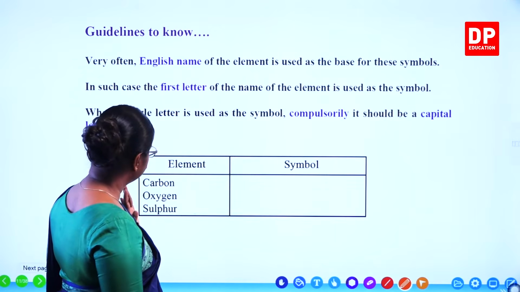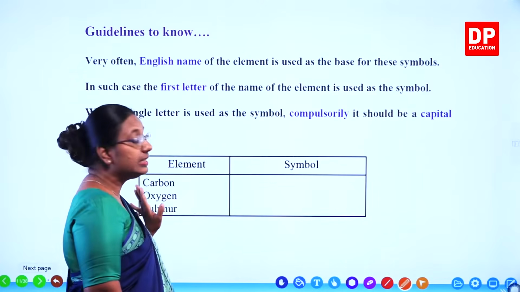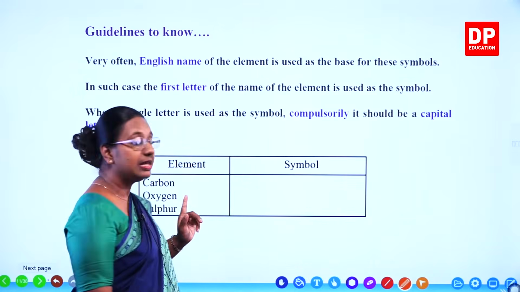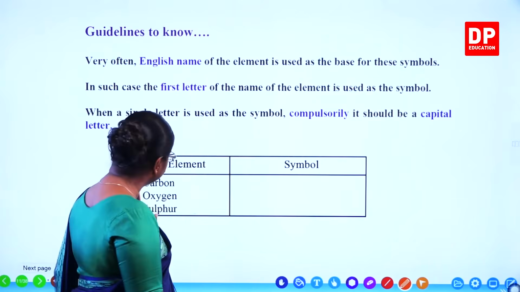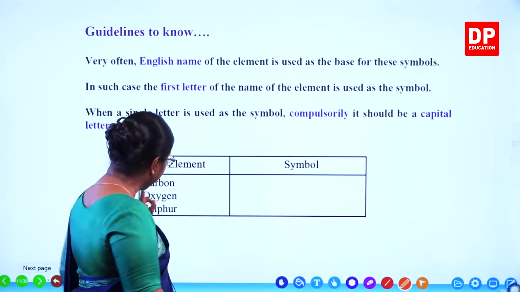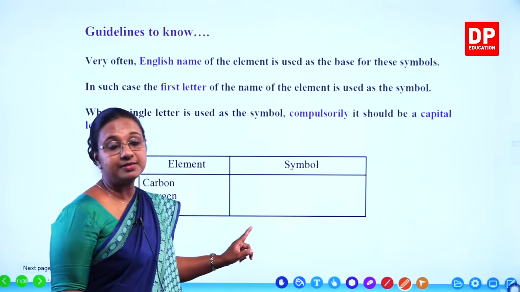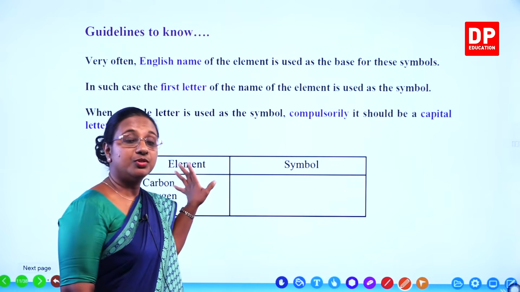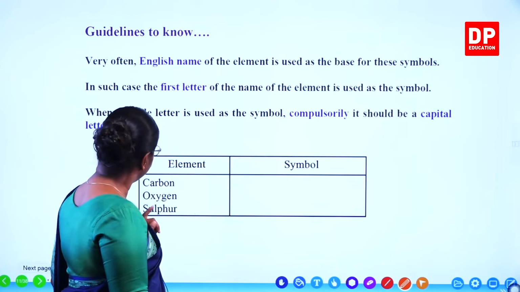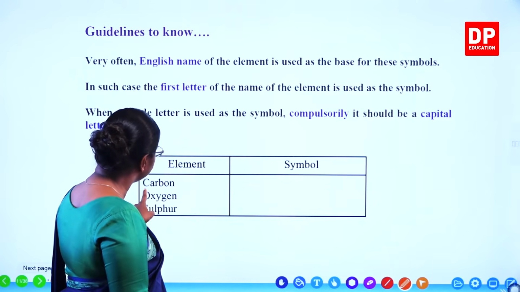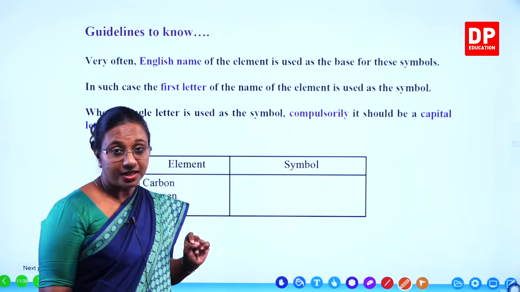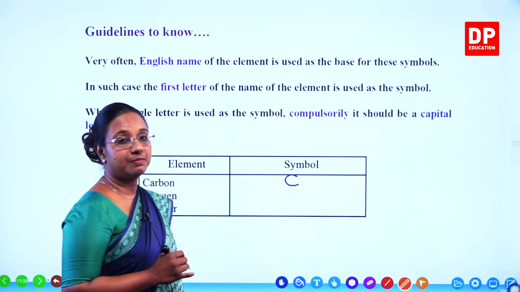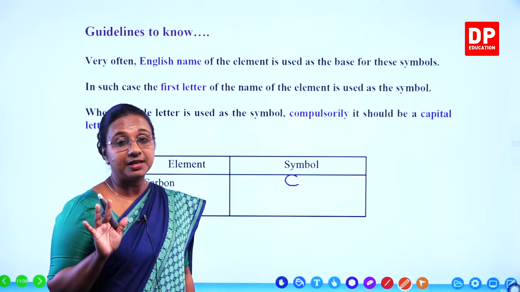Let's look at some examples. Now, given here are English names of elements. So, carbon is an English name, oxygen is an English name, and sulfur is an English name. You have to remember the spellings as well, students. For sulfur, we use different spellings, but most commonly we use this spelling, S-U-L-P-H-U-R. So, that is how you are supposed to write it. For carbon, if you take the first letter of the English name, that is C. That becomes the symbol of the element. So, carbon is given the symbol C and it has to be a capital C.